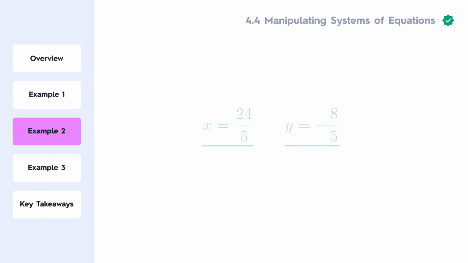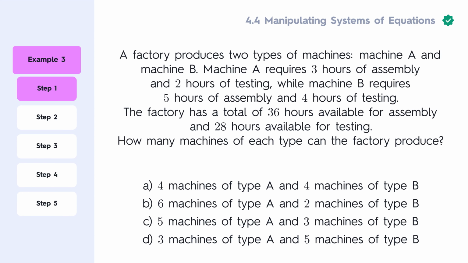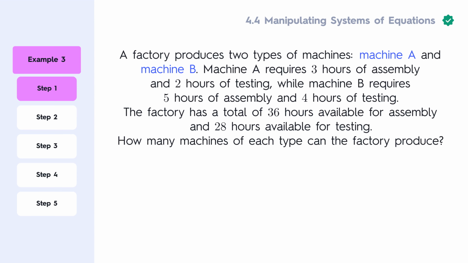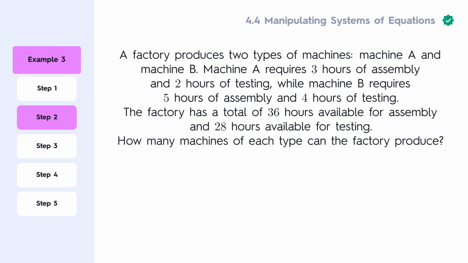Great job! Let's try one last problem. Let's take a look at this problem. In this problem, we need to set up and solve a system of equations based on the constraints of assembly and testing hours. Let's solve it step by step. Let's start by defining our variables. Let x represent the number of machines of type A produced, and y represent the number of machines of type B produced. Now, we'll set up two equations based on the constraints of the assembly and testing hours.